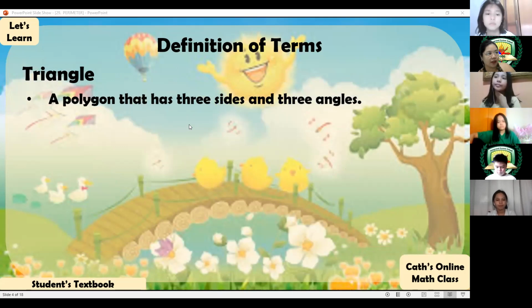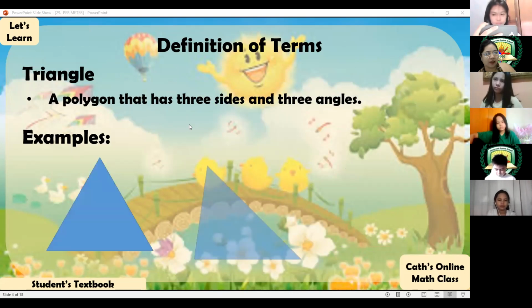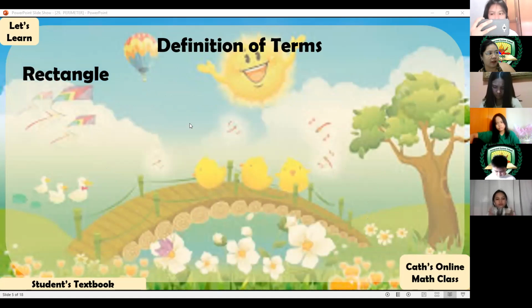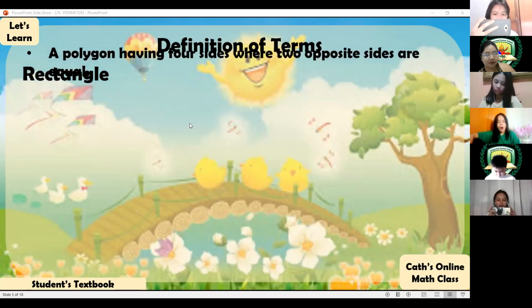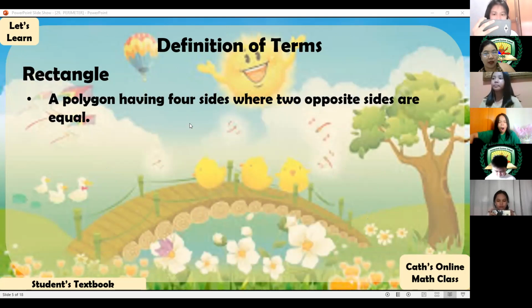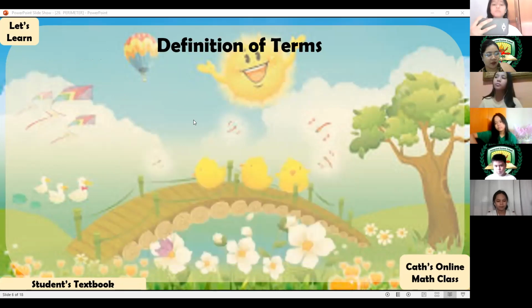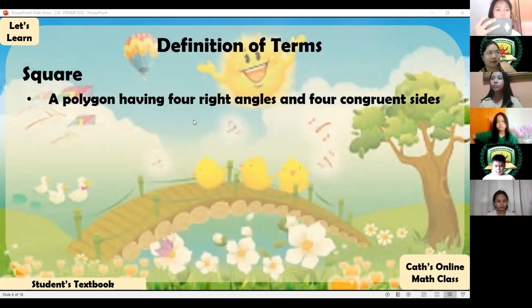A polygon that has 3 sides and 3 angles is a triangle. Pero ang triangle, pwedeng iba-ibang itsura. Another one is a rectangle, a polygon having 4 sides where 2 opposite sides are parallel. Just like this. We are just reviewing. While a square is a polygon having 4 right angles and 4 congruent sides.